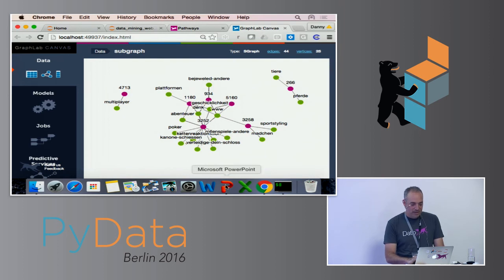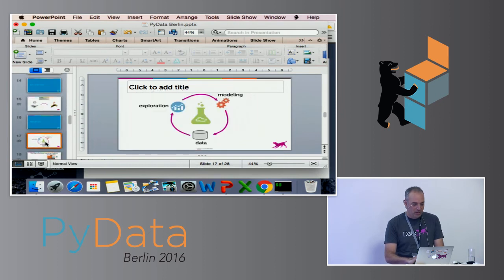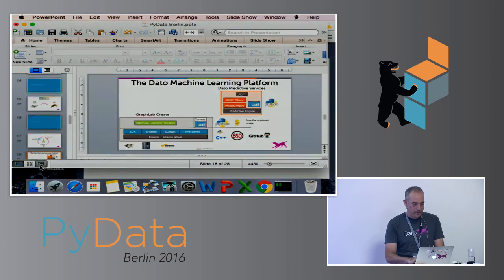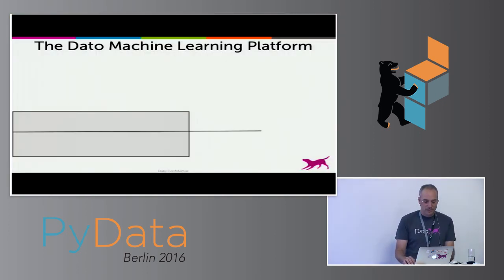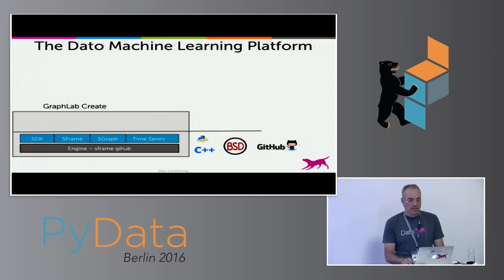I'll jump a bit to how GraphLab is built, what the platform is about. Now we have seen some applications. We have an open source engine, and we love open source. It's called S-Frame on GitHub, it's BSD license, and anyone can play with it and change it as needed. On top of it, we have efficient data structures that allow you to run analytics very efficiently on top of the engine.